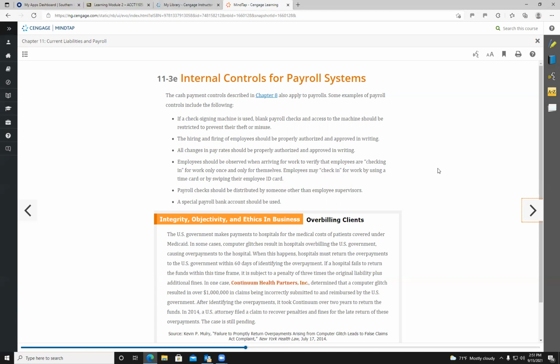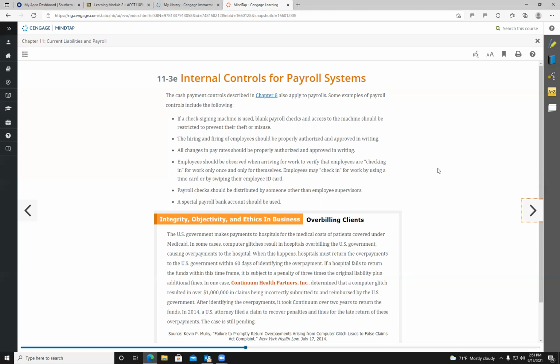But we do print some checks. Most of the checks that we print here at Southern Crescent are more for operating expenses, such as accounts payable, utilities, etc. But we do keep our blank payroll checks locked in a safe, and the software that's used to print the checks is only accessible to one employee. So we have very limited internal controls.